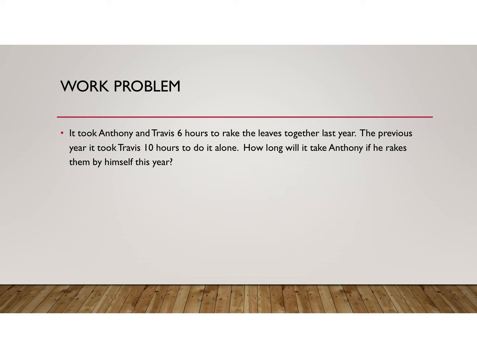Next problem, it took Anthony and Travis 6 hours to rake the leaves together last year. The previous year it took Travis 10 hours to do it alone. How long will it take Anthony if he rakes them by himself this year? So again, our together time is 6. We've got Travis's alone time to be 10. We want to know Anthony's alone time, which is our variable. So I'd have 6 over 10 plus 6 over x equals 1.